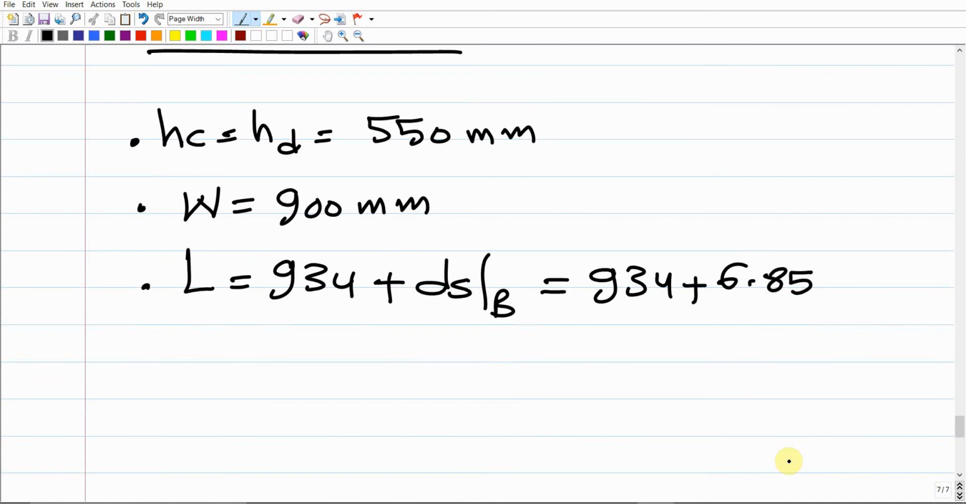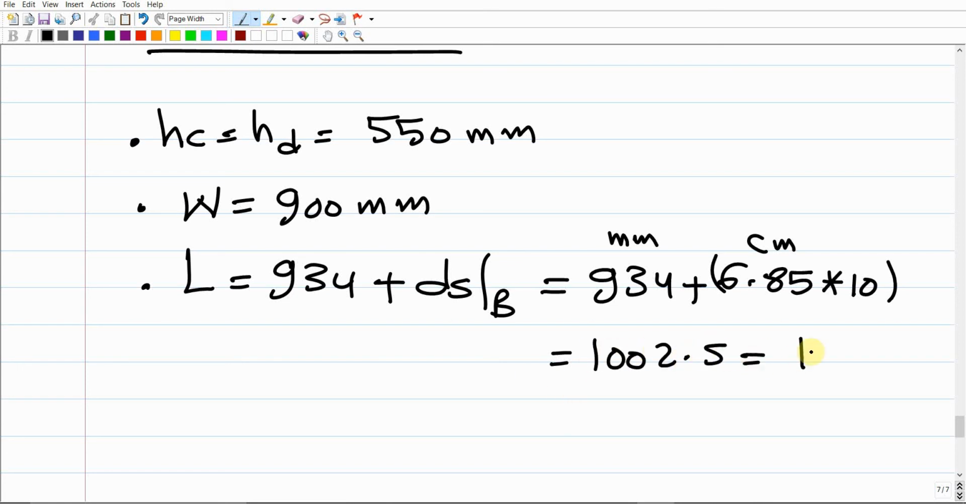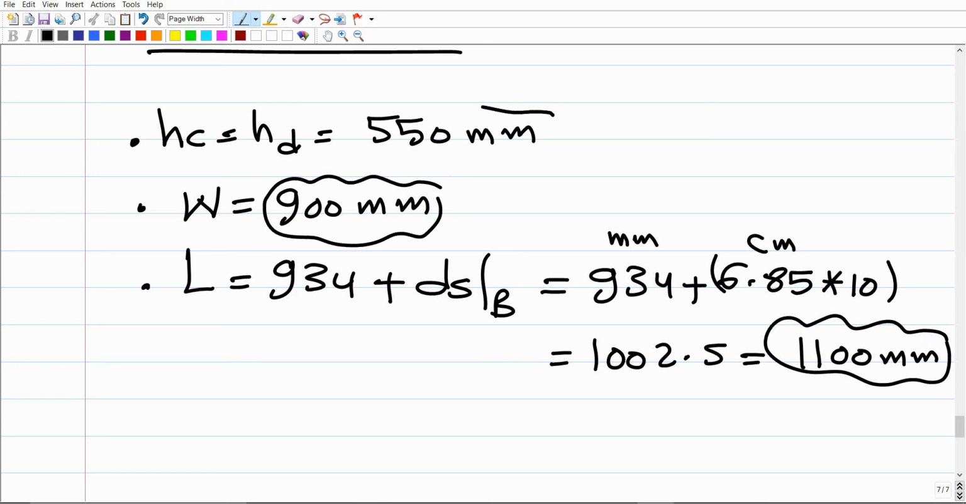If we did the calculations, this gives around 1,000. No, I'm sorry, this should be multiplied times 10 because this one is millimeters and this one is centimeters. So I have to multiply times 10 to convert the unit. So we have 934 plus 68.5, which gives us 1002.5. The next value of the standard is 1100 millimeter length. So these are the standard dimensions in terms of length, width, and height of the flask.